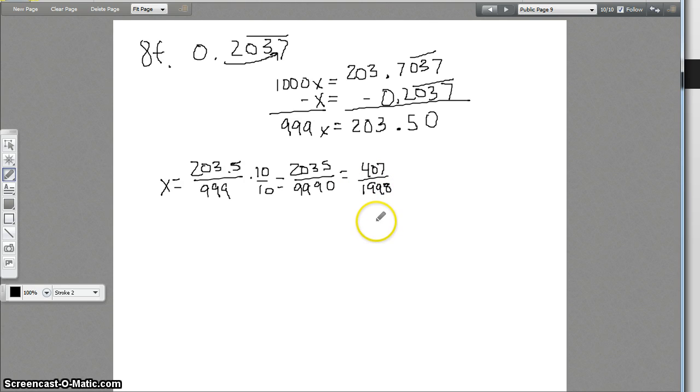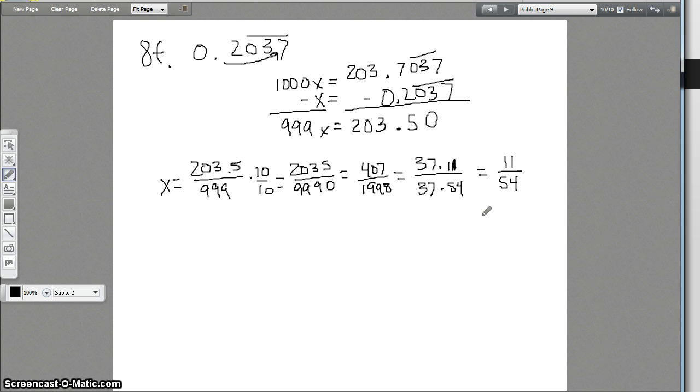And that you might look at and think, there is no way that that can be reduced any further. But 407 is actually 37 times 11. And then 1,998 is 37 times 54. So this is actually 11/54. So that is our fully reduced fraction. So remember on this one, you have to write your answer as a fraction. You have to get it in lowest terms. If you don't get it in simplest terms, you are not done yet.